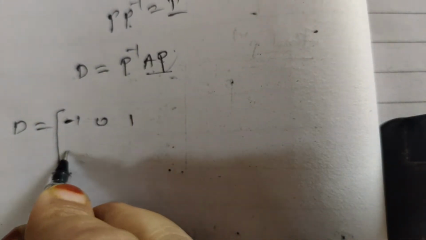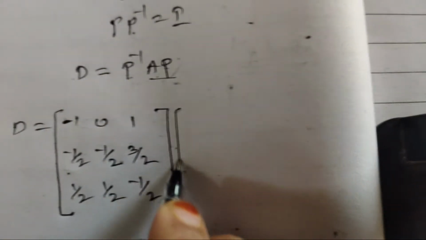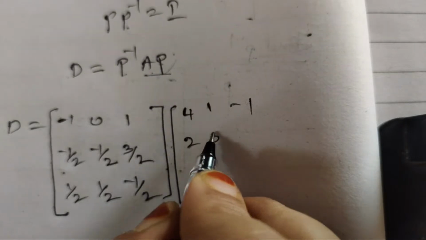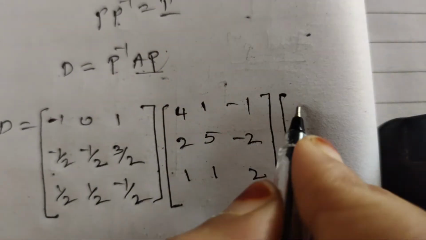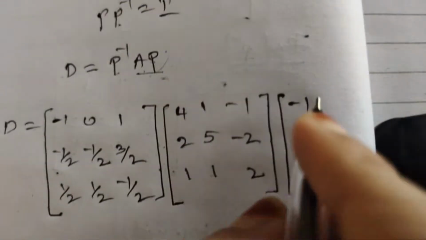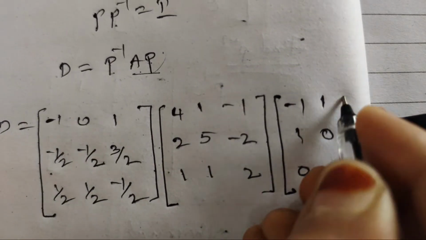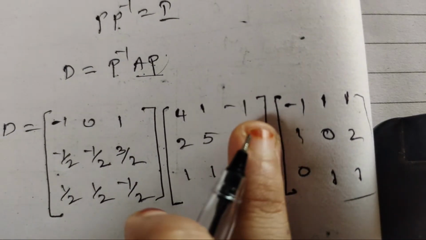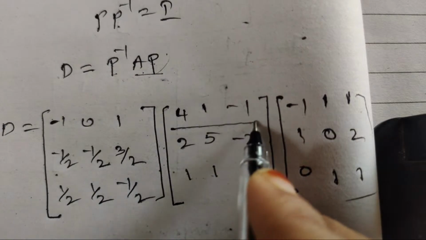which is minus 1, 0, 1, minus 1 by 2, minus 1 by 2, 3 by 2, 1 by 2, 1 by 2, minus 1 by 2. Then the A matrix, which is the given matrix, that is 4, 1, minus 1, 2, 5, minus 2, 1, 1, 2. Then the P matrix is equal to minus 1, 1, 0, then 1, 0, 1, the next 1, 2, 1.